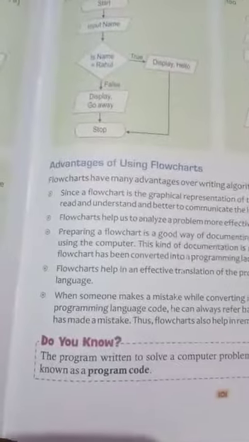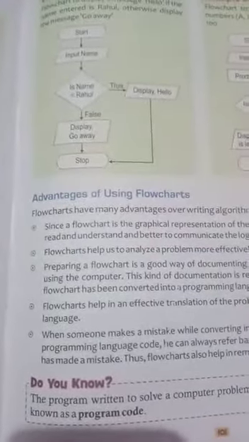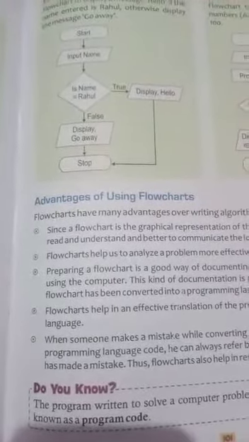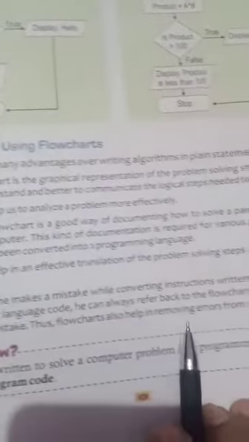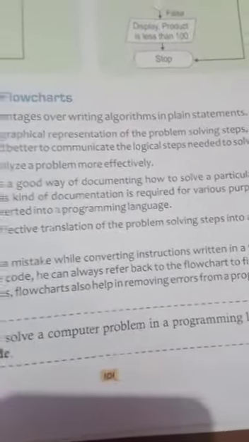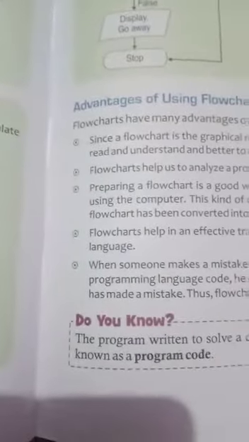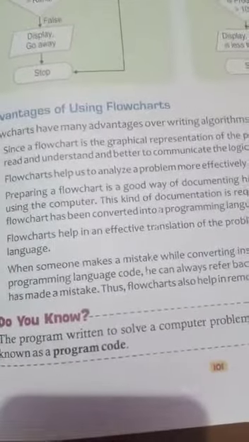If any problem is there, then you check your flowchart to see where the problem is in converting that symbol into programming code. You can easily find out which steps you are making mistakes in while converting into the programming language. Thus, a flowchart also helps in removing errors from a programming code. Okay students, a program written to solve a computer problem in a programming language is also known as a program code.